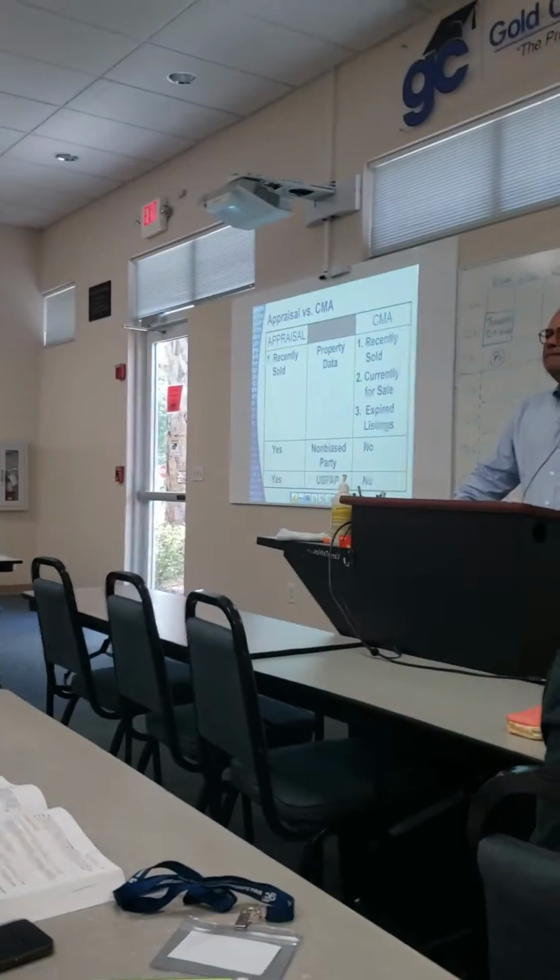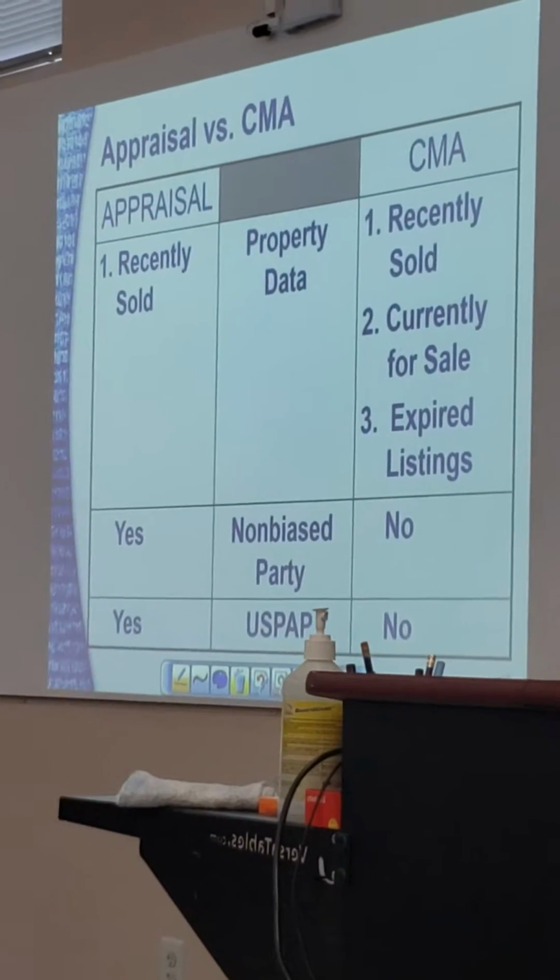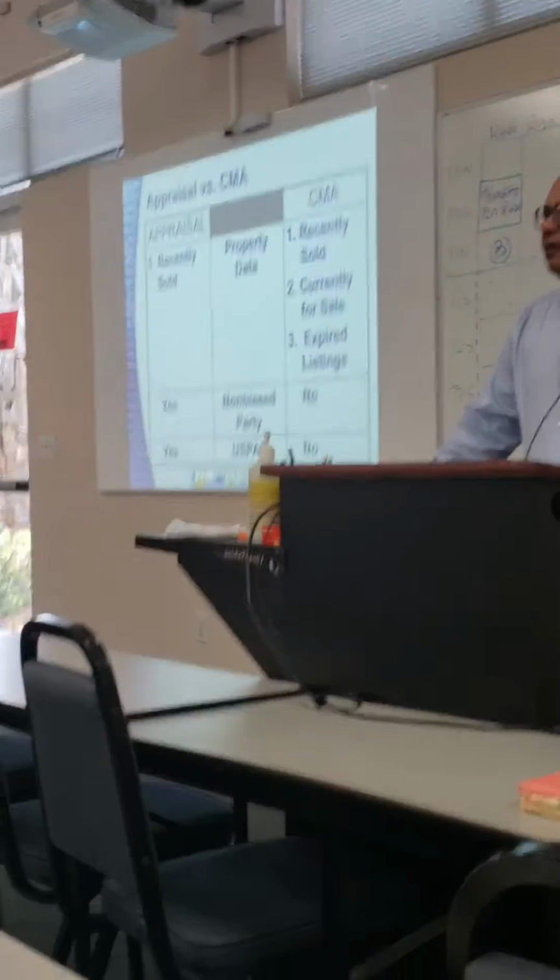In the appraisal, the appraiser uses properties that are sold only, and the appraiser is a non-biased individual and has to conform to the Uniform Standards of Professional Appraisal Practice. In a comparative market analysis, or a BPO in some cases, broker's price opinion, we use 3 sets of properties: the sold, on the market, and the expired. And we are biased because we are involved in the transaction in order to get paid, and there's no standard for us to maintain. And that's why we cannot call the document an appraisal, because there is no standard. Appraisal has a standard. The CMA does not.